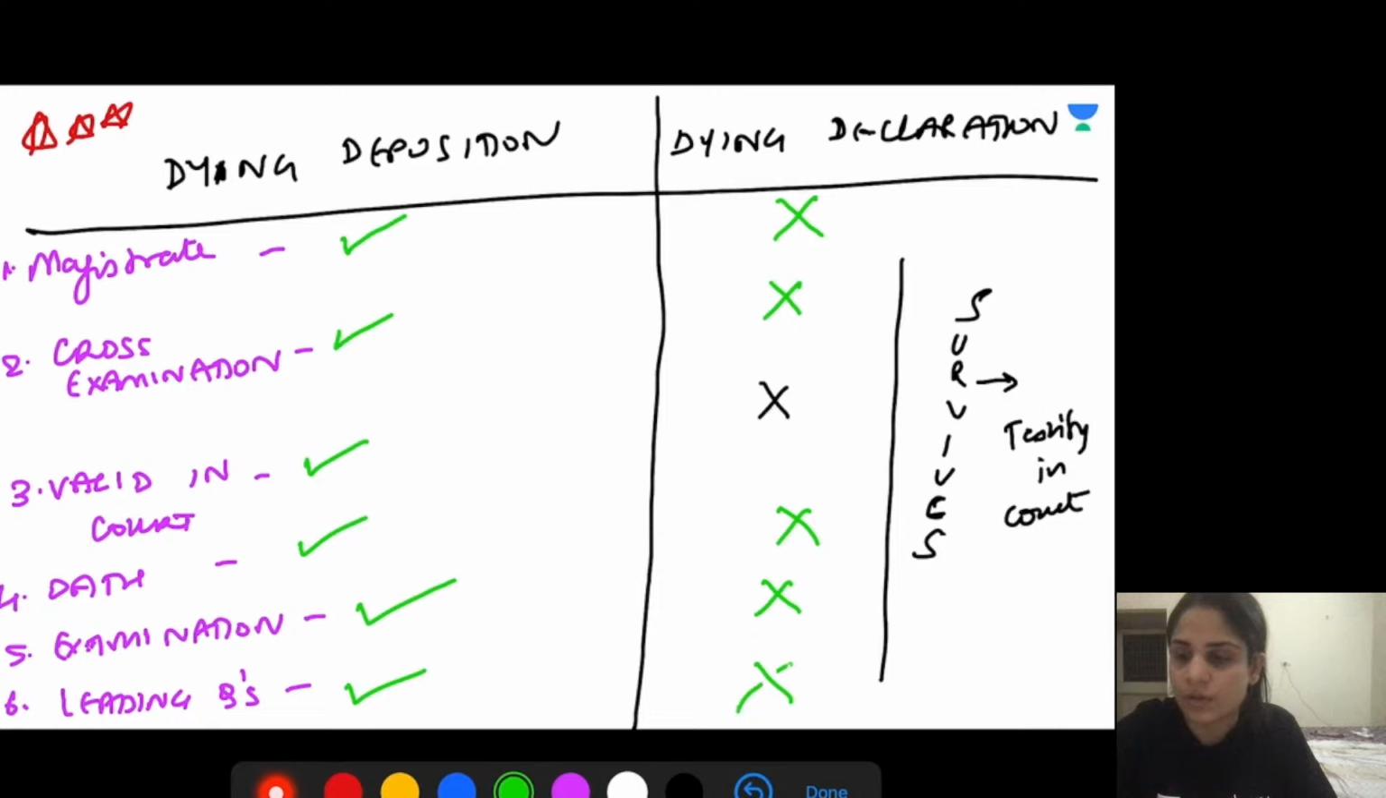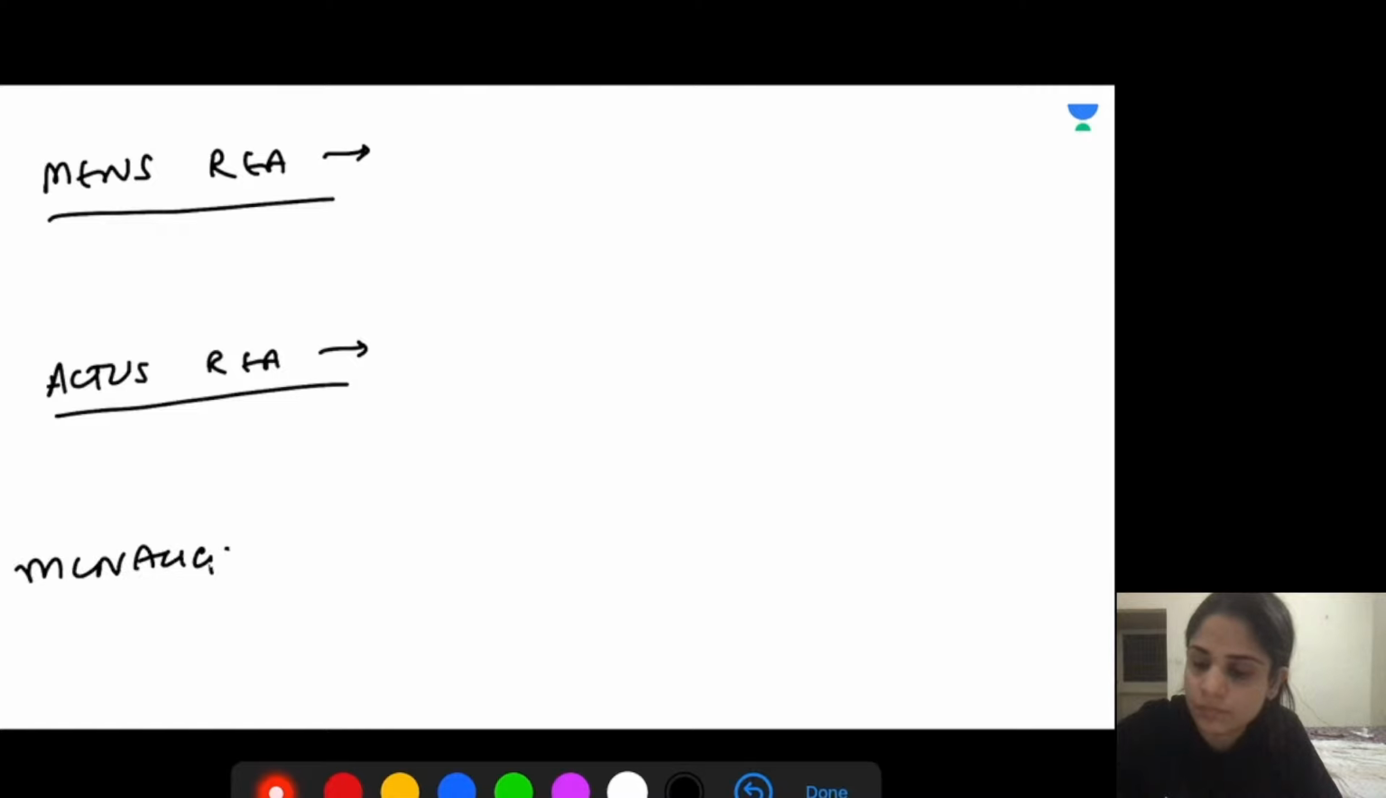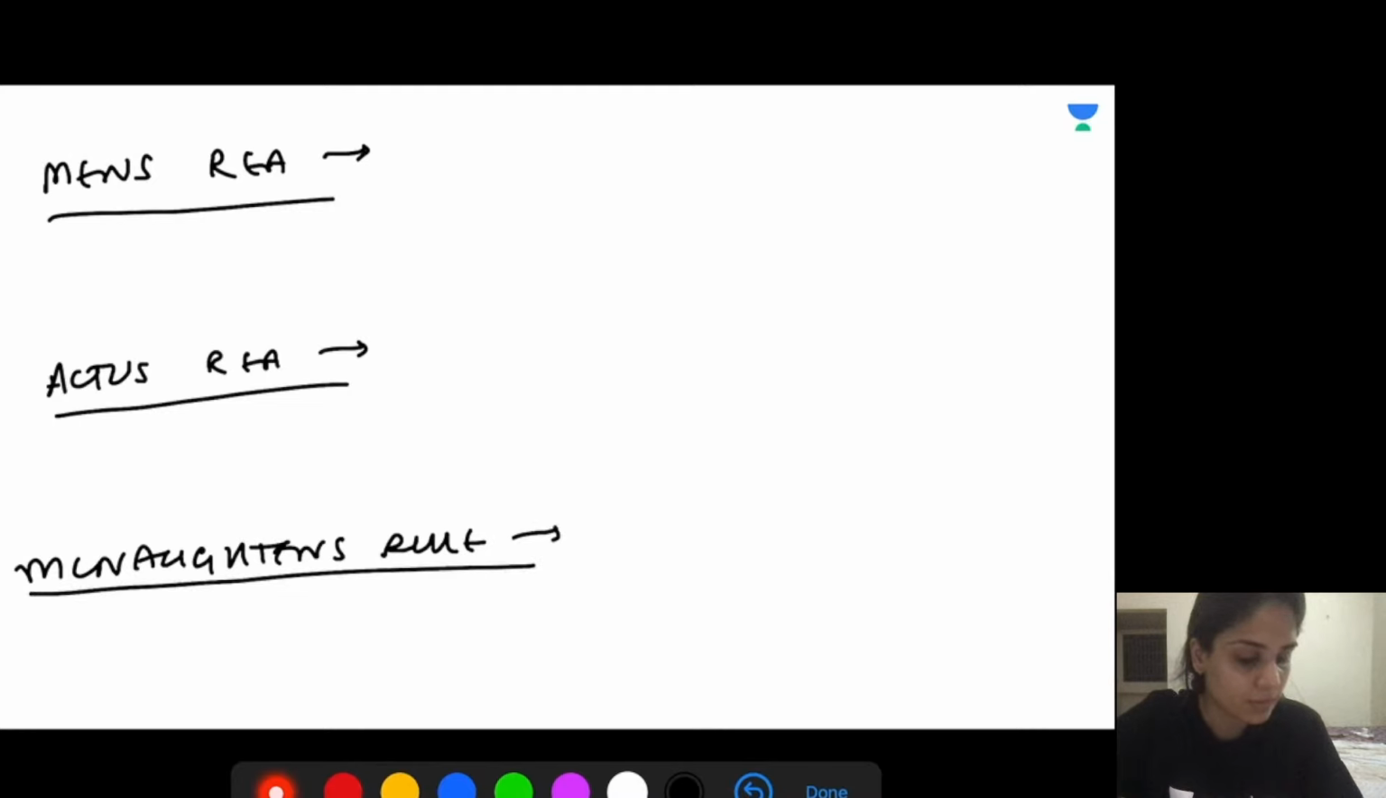Okay. Now, next question that we have. Few more terms for you guys to identify and tell me what it is. What is mens rea? Second one is, what is actus rea? And third one is, what is McNaughton's rule? What is mens rea, what is actus rea, and what is McNaughton's rule? Okay. So can you guys tell me either of them, whatever you all know?